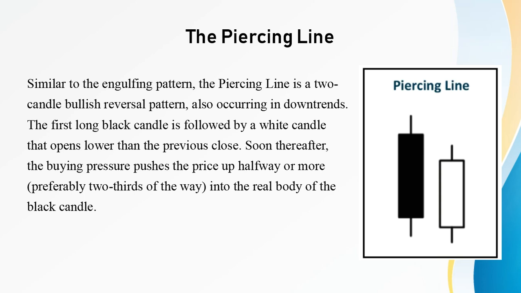Next, let's look at the piercing line candlestick pattern. Similar to the engulfing pattern, the piercing line is a two-candle bullish reversal pattern, also occurring in downtrends. The first long black candle is followed by a white candle that opens lower than the previous close. Soon thereafter, the buying pressure pushes the price up halfway or more into the real body of the black candle.